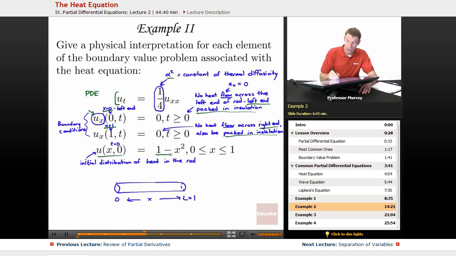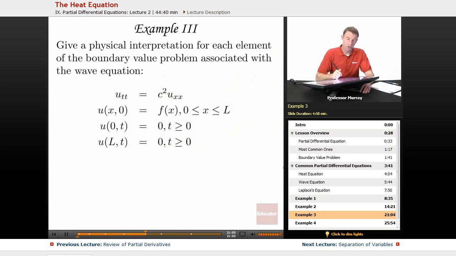And finally, we have this initial condition here, which says that u of x comma 0 is equal to some function of x. That's telling you the initial distribution of heat throughout the rod. So that would be something that the experimenter has to go and measure before presenting all of these conditions together as a package called a boundary value problem.